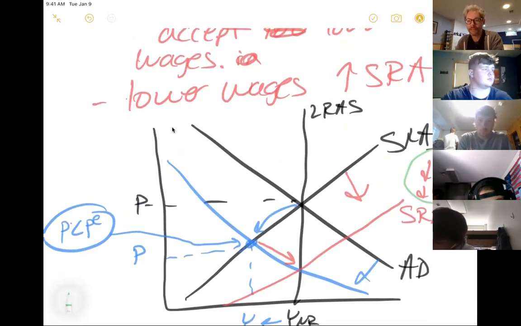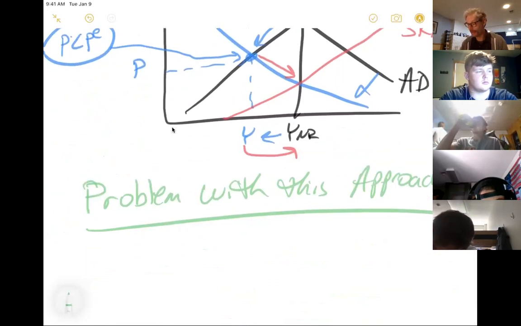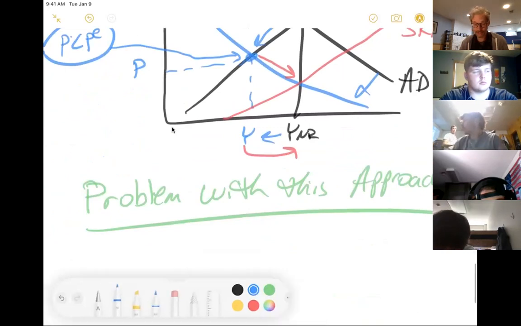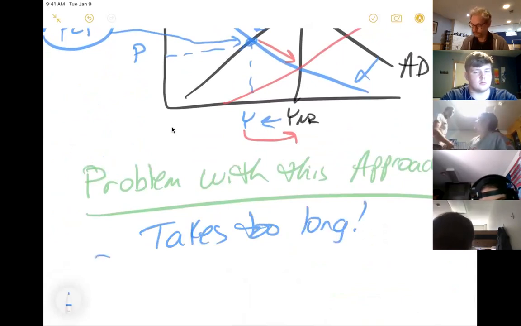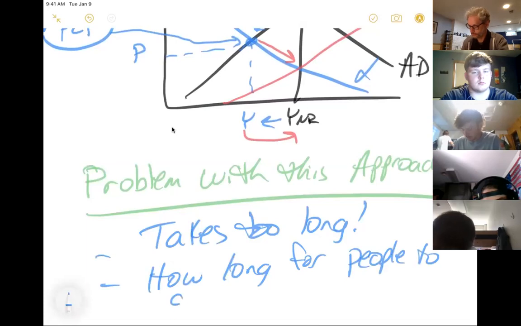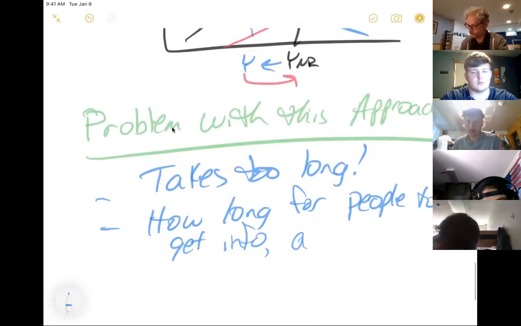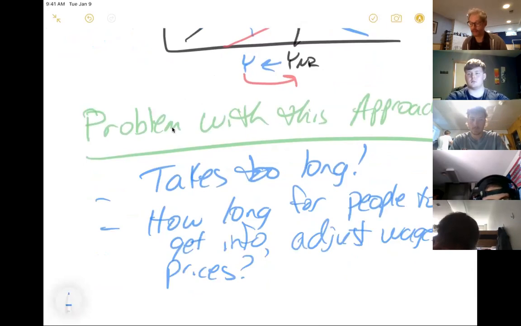Do you get a sense that Keynes thought that this process would take place very quickly? No, right? Because of efficiency wages and wage contracts and lack of information and all our biases and our irrationality, Keynes did not think this process would take place fast. He thought it would take too long. How long will it take for people to get new information and adjust their wages and prices? A long time.